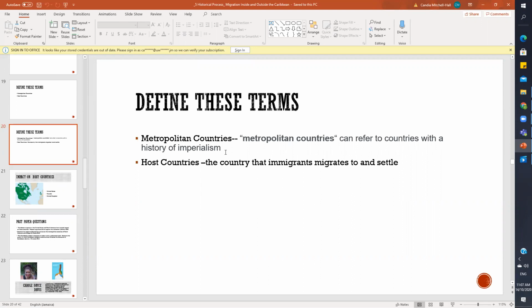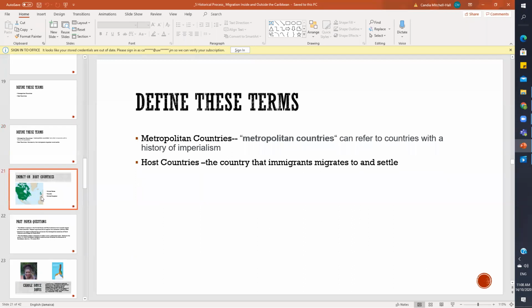Metropolitan country. Do you want to reinforce that definition for us? Metropolitan countries are what we call developed countries today, and like it says, imperialism is their influence through colonizing other countries and having big military forces. All right, very good, excellent.